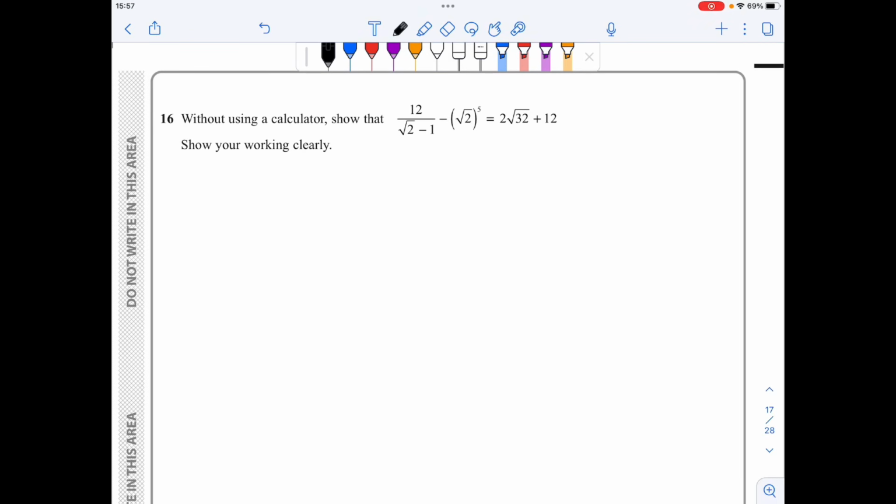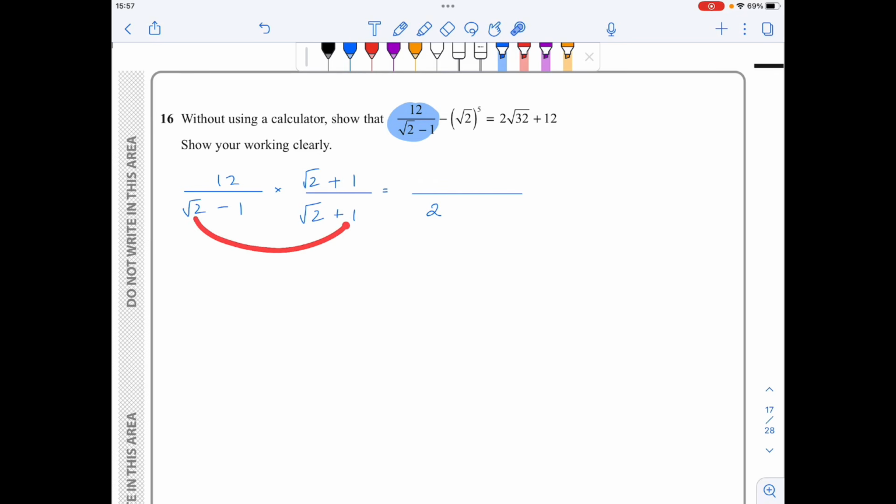For question 16, I'll start with the first term of the left hand side, 12 over square root of 2 minus 1. Now, to simplify this, I'll need to rationalize the denominator, which involves multiplying top and bottom by the same thing, and this will be square root of 2 plus 1 in order to create the difference of 2 squares in the denominator. So the denominator will be square root of 2 times square root of 2 is 2.